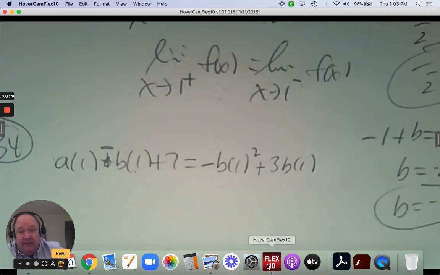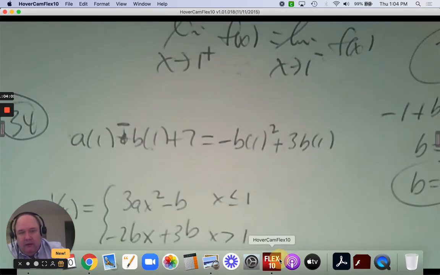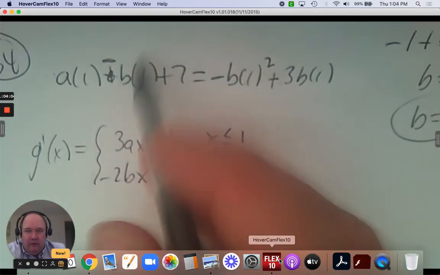Then I got to take the derivative here. So if I take the derivative of that, the top derivative is 3ax squared minus b, no 7. The bottom derivative is -2bx plus 3b. And again, I need to do the same thing. I need to plug 1 into the top and 1 into the bottom. So I take the derivative. I'm going to do the same work.